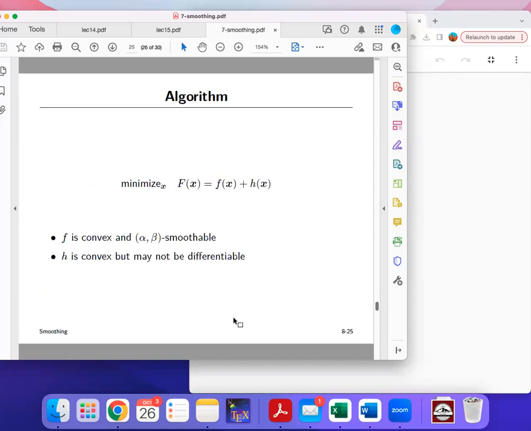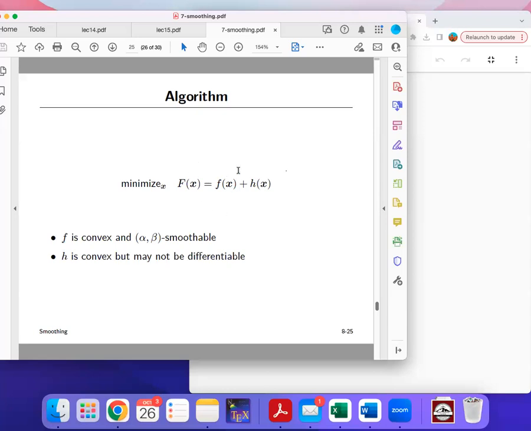And then let's consider this composite optimization problem. Both of these two are convex functions, but f is not differentiable. f is non-smooth, but it is smoothable. It is alpha beta smoothable. And h is the convex regularizer. It may not be differentiable. So this is different from the composite problem that we studied in the proximal gradient method.